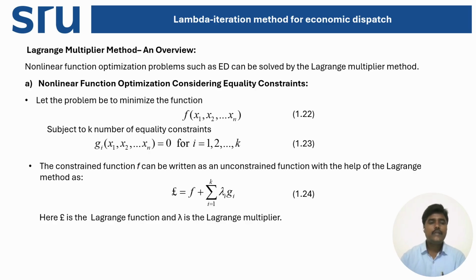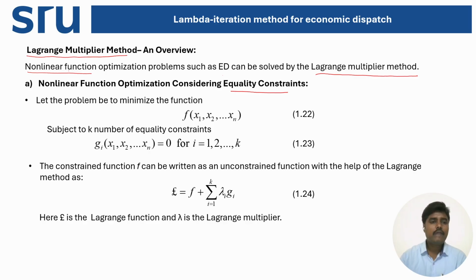So now let's see the lambda iteration method, that is called the Lagrange multiplier method. So basically our economic load dispatch problem is a non-linear function. It is not linear in nature. So this non-linear function can be solved by using this mathematical technique called the Lagrange multiplier method. So here you can consider two cases. One is by considering equality constraints and the other one is by considering inequality constraints also.